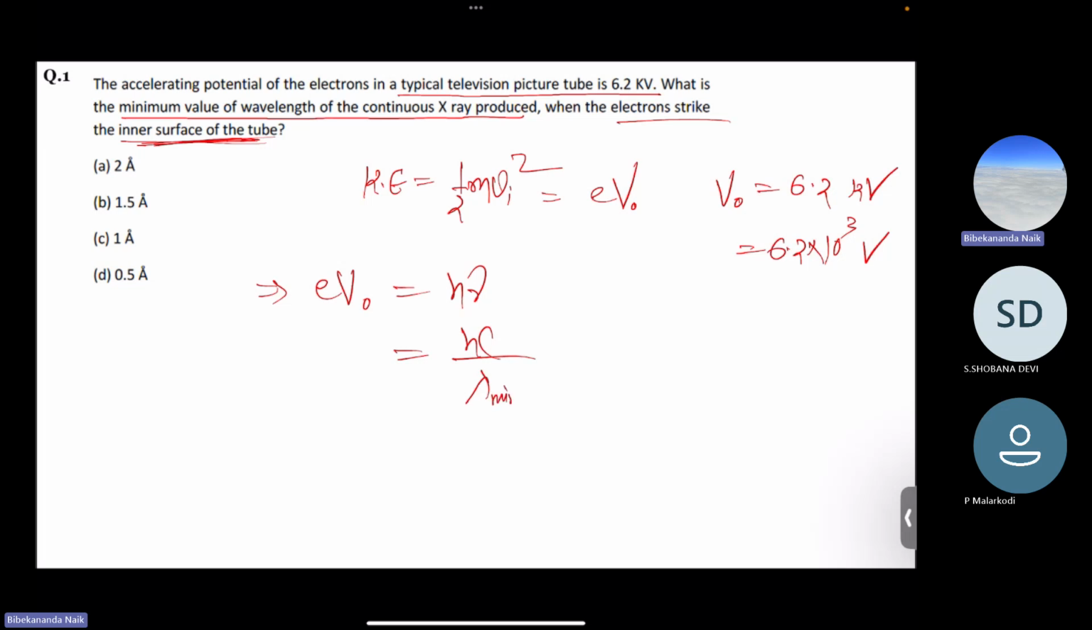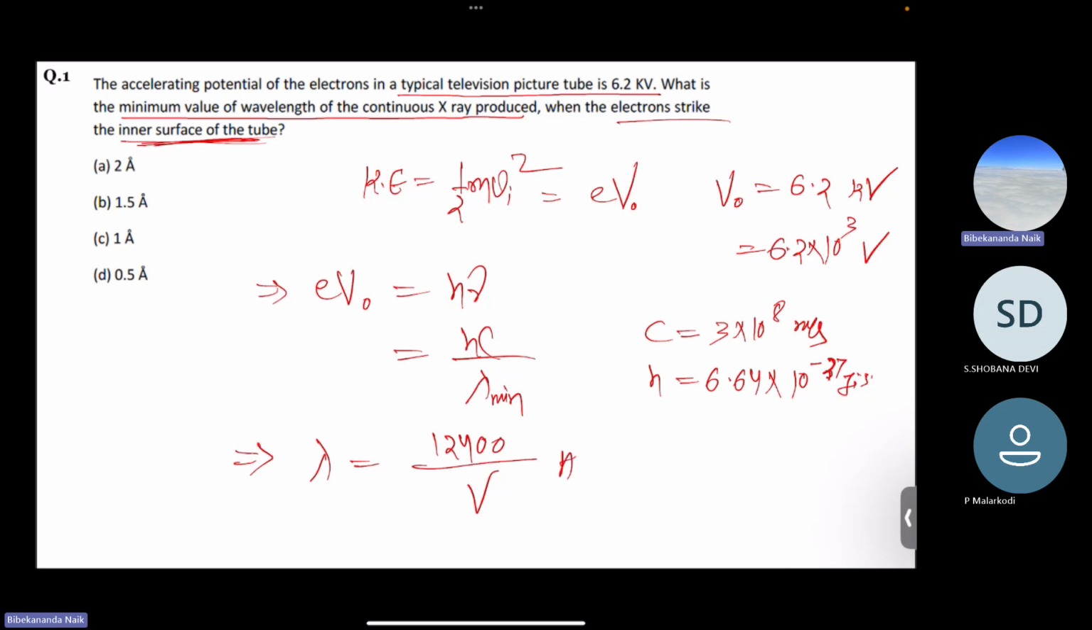Now, if you talk about calculating the value of lambda, then the value of lambda can be calculated if you put all the constants, because we know c is the speed of light in vacuum, that is 3 into 10 to the power 8 meter per second, and h is the Planck's constant 6.64 into 10 to the power minus 27 joule into second. So this is 12,400 by V Angstrom, where V is in volt.